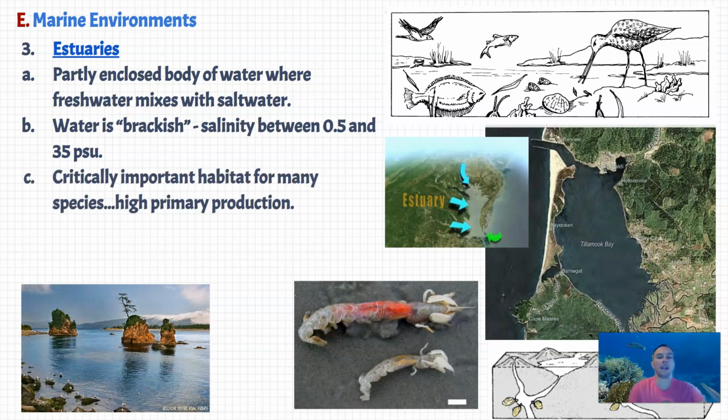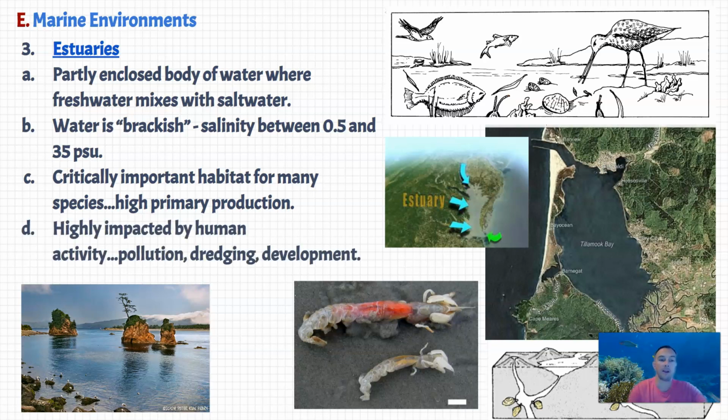Estuaries are critically important habitat for many species. Many species rely on these for part or all of their life cycle. Many juvenile organisms spend part of their juvenile stage inside estuaries, including many of our flatfish, almost all of our bivalves, including some of our rockfish and other things like that. So it's an important habitat, and it's mainly because there's super high primary production in an estuary.